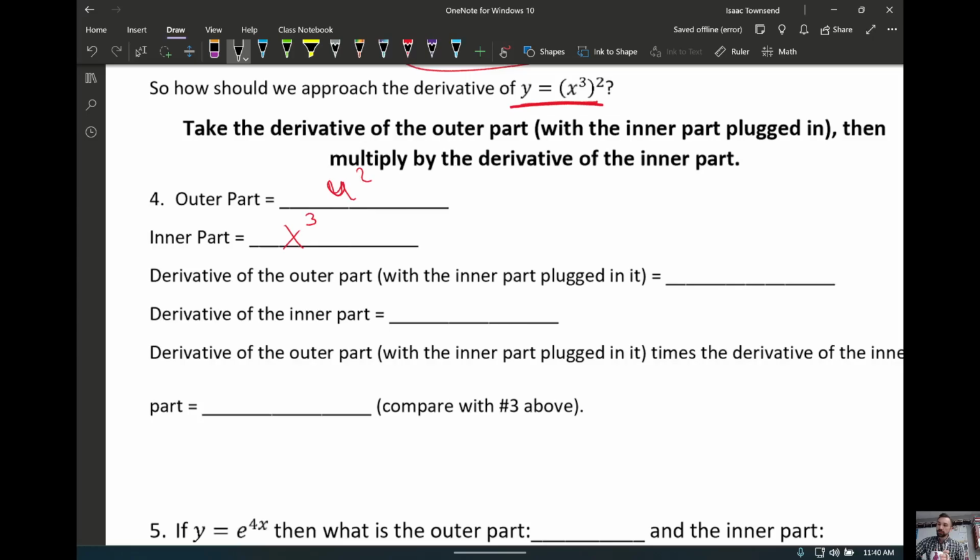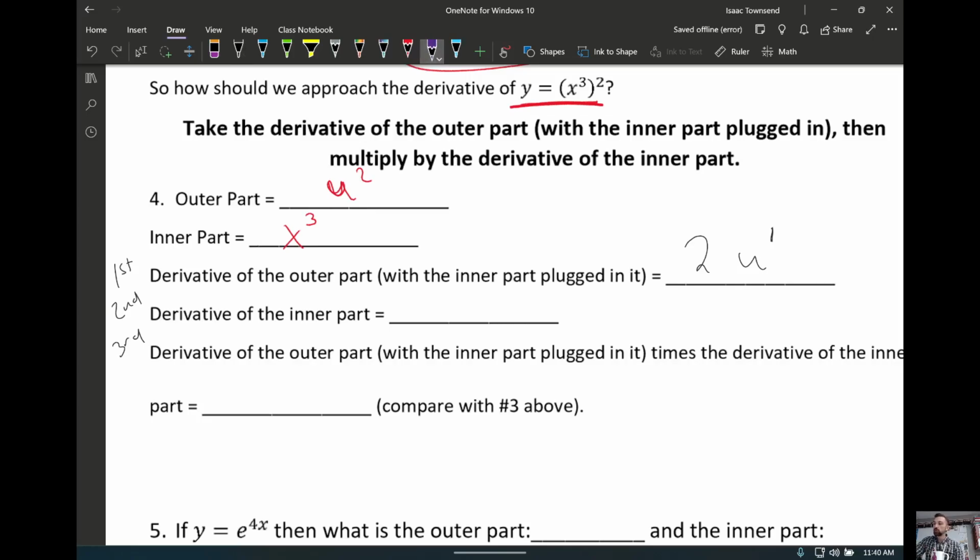Okay, and then chain rule kind of has 3 steps. I honestly don't think of this in 3 steps very often, but this is what the process is. First, you're going to take the derivative of the outer part. So that would just be still the same old power rule. Bring the power down, lower the power by 1.